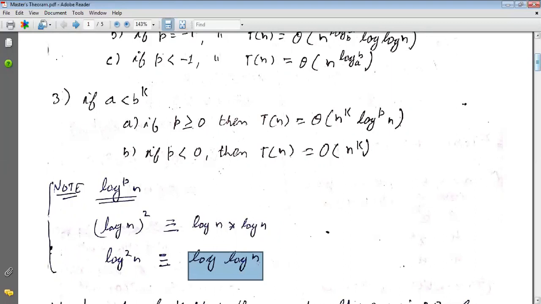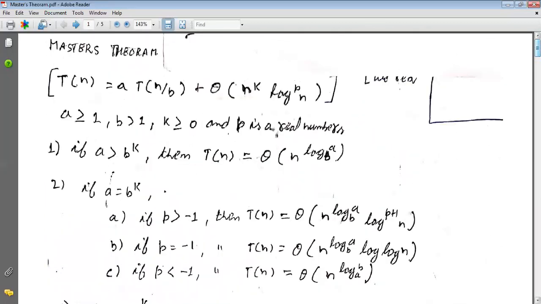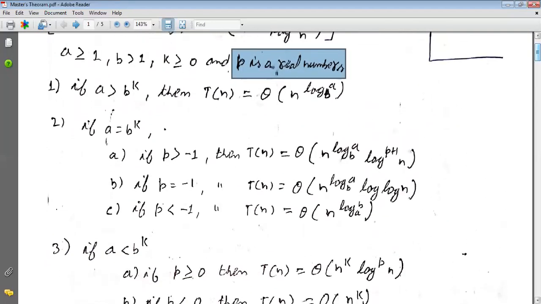Now the remaining part: a is greater than or equal to 1 and b is greater than 1, k is greater than or equal to 0, and p is a real value. These are the necessary conditions for this recurrence relation. After that we have the following cases, and according to them we get the time complexity. If a is greater than b to the power k, then the time complexity is theta of n to the power log of a base b. If a is equal to b to the power k, then we compare the value of p.